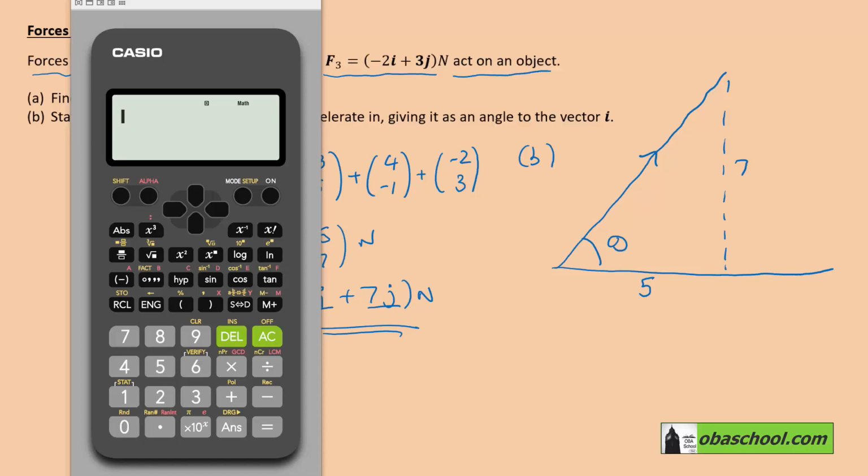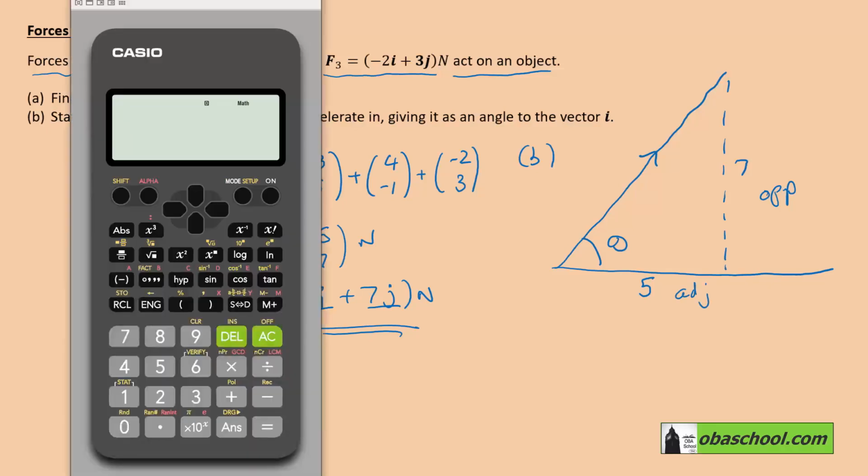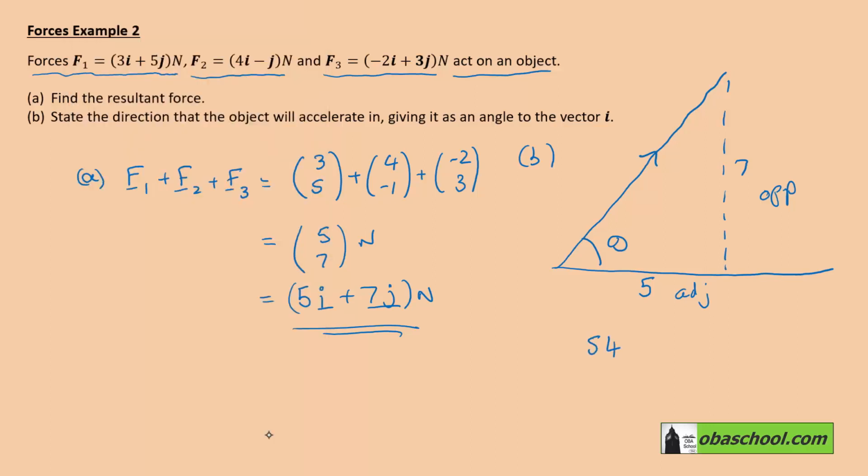So we have the opposite and the adjacent, so we're going to use the tangent, and so I'm going to do shift tan of 7 divided by 5, opposite over adjacent, and then that will be 54.5 degrees, correct to 1 decimal place.